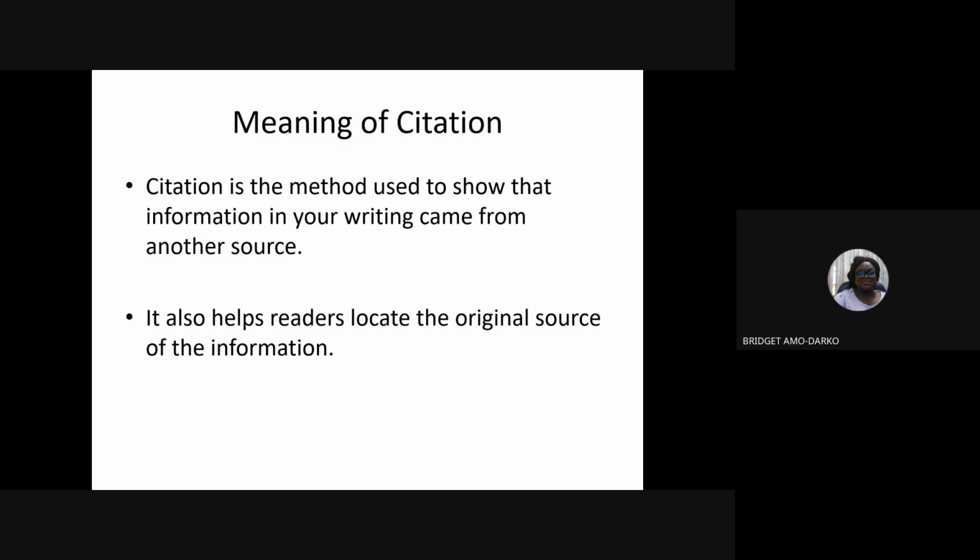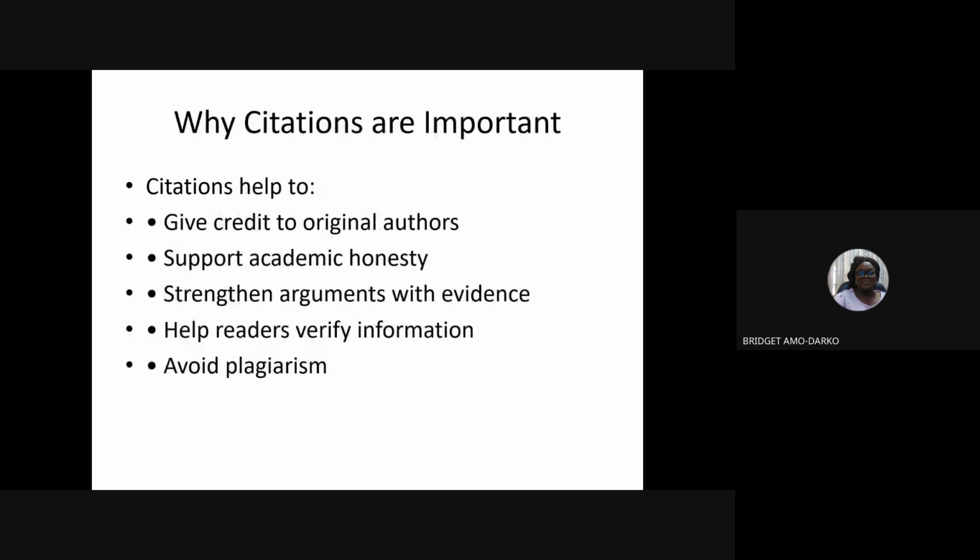For instance, according to Piaget, cognitive development in a human has to pass through four stages. Piaget, 19, blah, blah, blah. You cite it. So citation is the method used to show that information in your writing came from another source. You can't just say something without citing, or if someone says something, you've quoted it. You have to cite the person. It also helps readers locate the original source of the information.